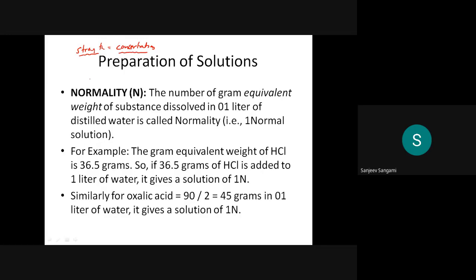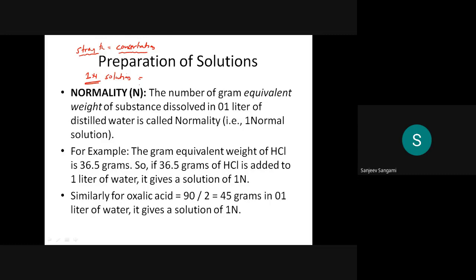Sometimes I'll tell you to prepare a one normal solution, or one normality of the solution. So what this normality stands for, and how I have to prepare it, that I should know. If I'm saying normality, it means the strength of the solution. The normality is defined as the number of gram equivalent weights of a substance dissolved in 1 liter of distilled water.